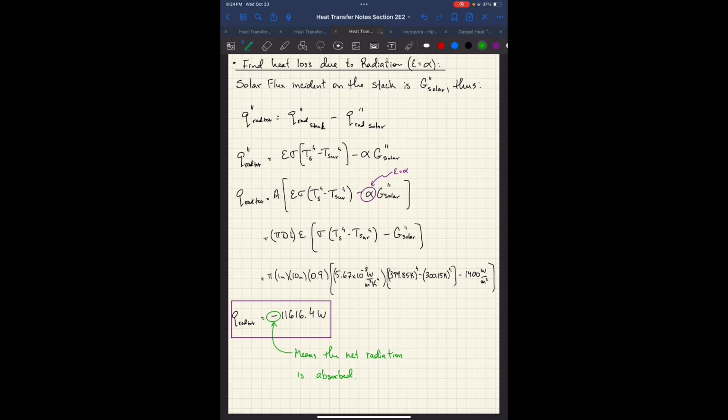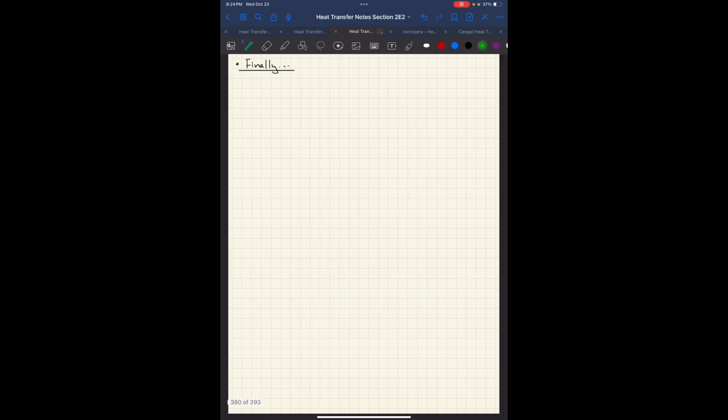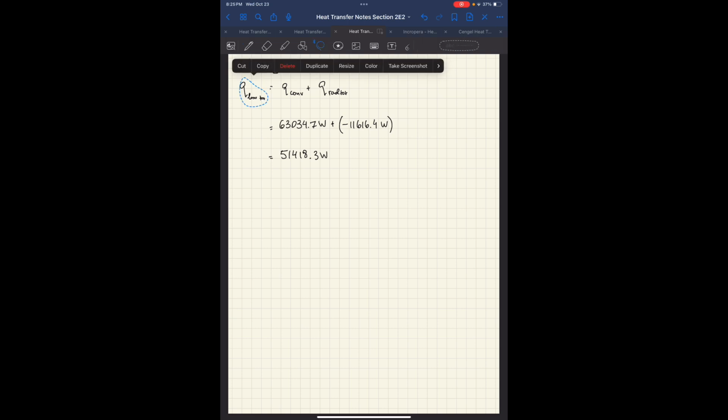So finally, you just put the two together, and that's it. So this is Q loss. Total is Q convection plus Q radiation total. Q convection is 63034.7 watts, and then we have here 11616.4 watts. So this becomes 51418.3 watts. Okay, and that's basically it for this problem.